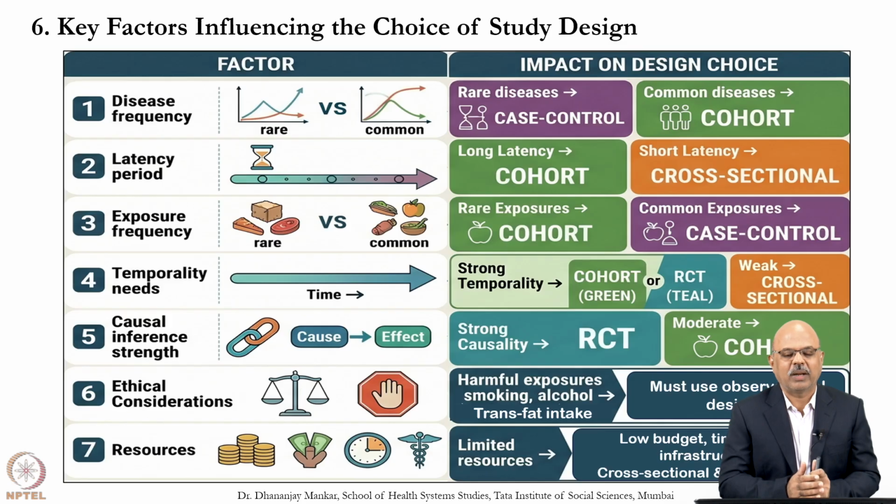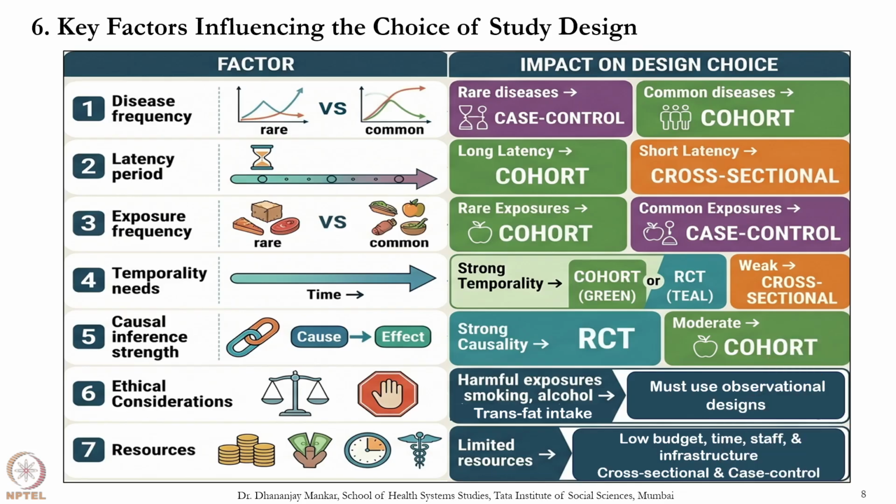Exposure frequency, rare versus very common. Suppose meat or cake and candy versus very common ones such as fruits or even porridge and rolls. So if you are taking common exposures, case control; rare exposure, cohort, as in the previous one. Temporality needs: strong temporality, cohort and RCT, and weak for cross-sectional. Causal inference strength, cause and effect: for strong causality, you should go with RCT, moderate, you should go with cohort.